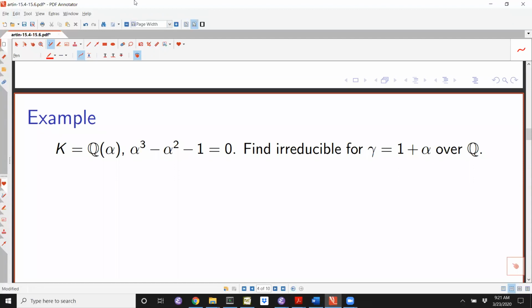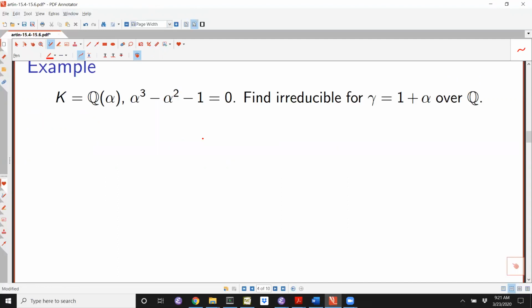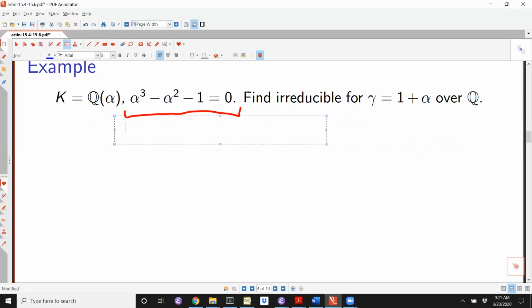So here's an example. Let K be Q adjoin alpha, the rationals adjoin alpha, where alpha cubed minus alpha squared minus 1 is equal to 0. I guess we should prove that this is irreducible. That would be helpful. Does anybody see why this is irreducible? Excellent. Ravi says because there are no zeros in F2. That's right. It's irreducible because it's irreducible over F2.